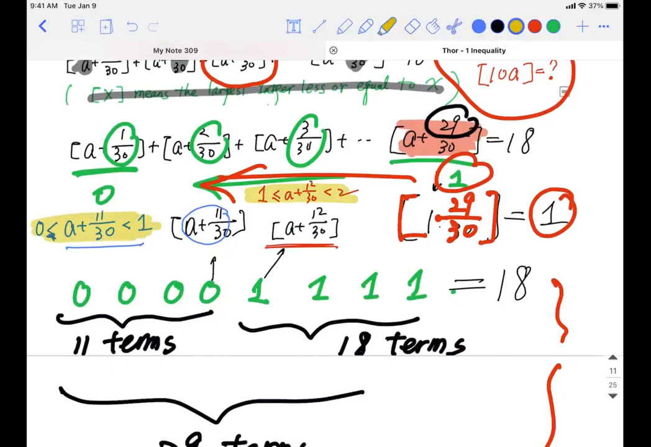Does it make sense? Yes or no? If you don't understand, I'll repeat it. That's not a big deal. But you need to let me know if you understand or not. Okay, perfect. I see many students say that makes sense.